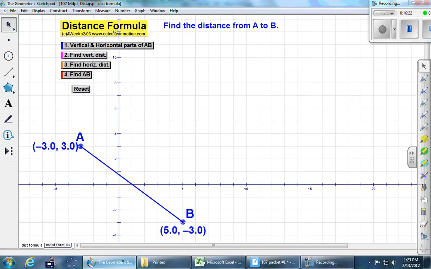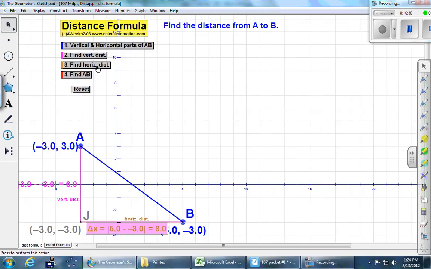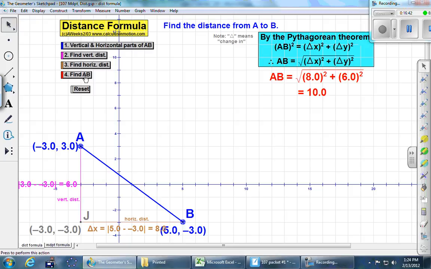Okay, so we want the vertical and horizontal parts. So those are drawn in, and then the vertical distance. So click that one, and that distance was 6, right? How long was the horizontal? Was it 8? That's the 8. And then you want to find the distance. That's the Pythagorean theorem that we saw before. So we get 10.